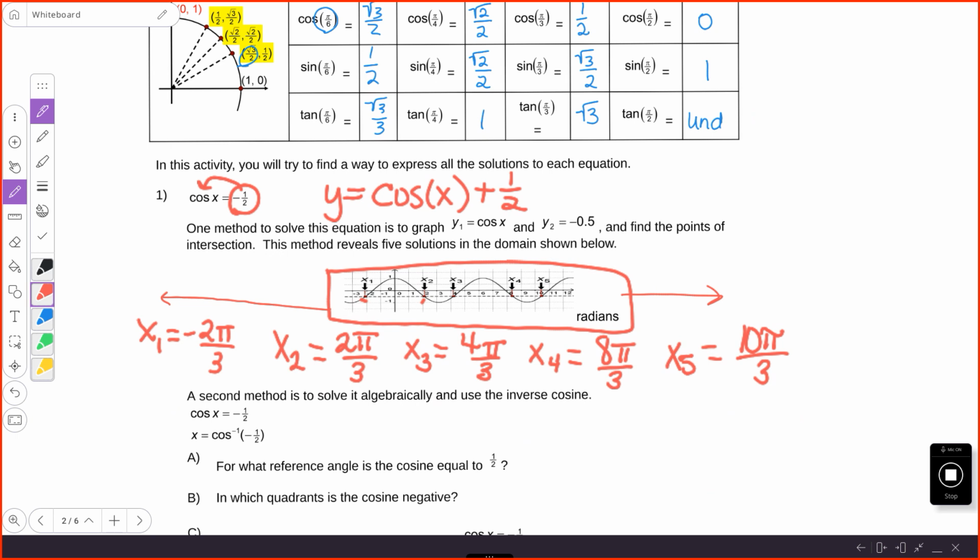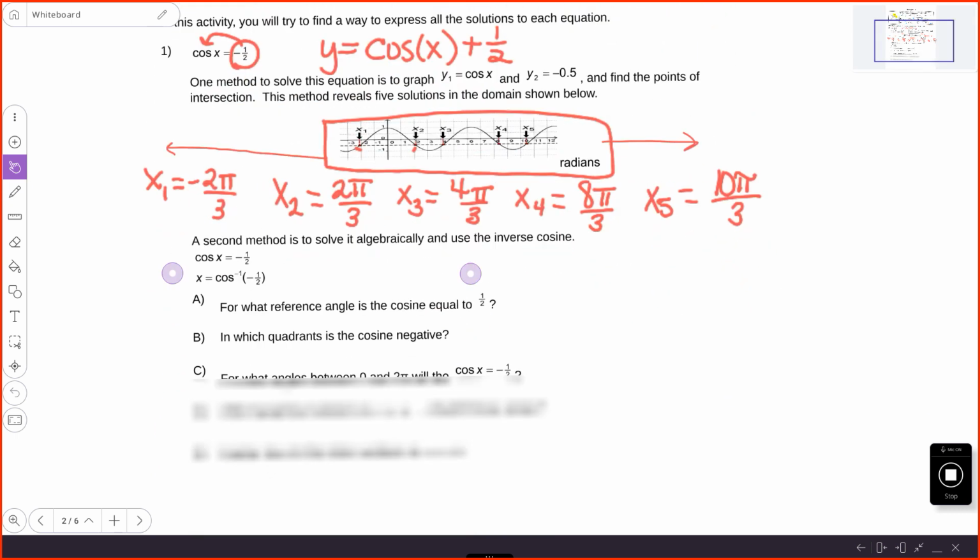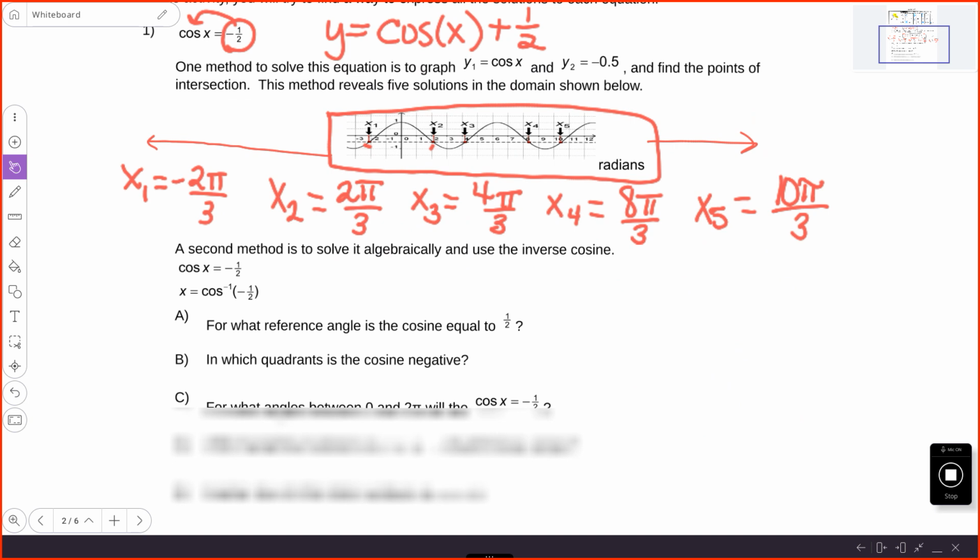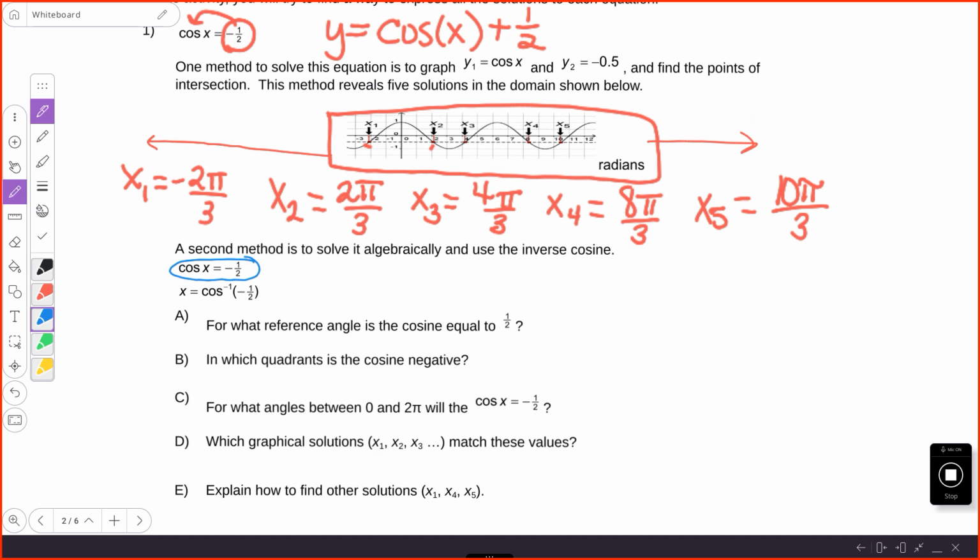It's a great way to do it, but it's not the only way to do it, and it's not the only way that we need to know how to do it. So the second thing we can do is solve it algebraically, which you guys have already done. We've done this before. That's just to get x by itself. So if you look, I've got the equation written right here, cosine x equals negative 1/2. And I just got to get x by itself. So I got to get rid of the word cosine.